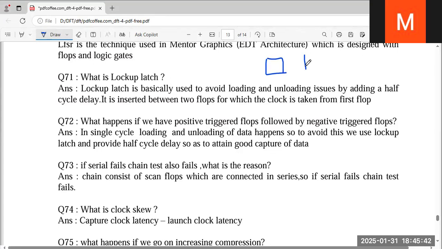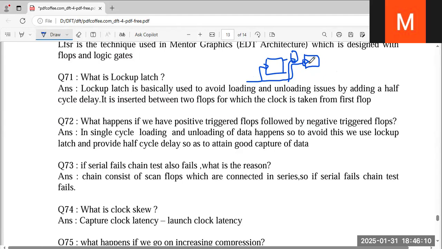So we have two flops, a positive edge flop followed by a negative edge flop. In this scenario, in order to avoid the data loss, we introduce a lockup latch here. This latch clock is connected with the previous flop clock.